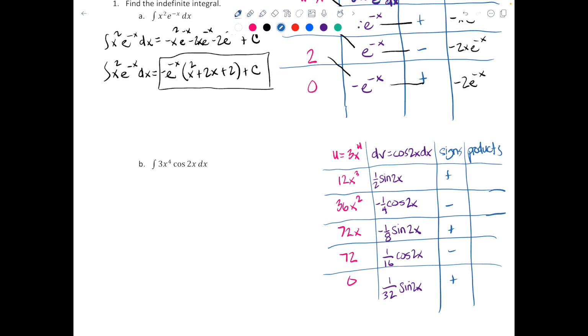And let's see what we get for our products. So, remember, we're going like this. So the first one will get 3x to the fourth over 2 times sine 2x. Good so far? Good. All right, now 12x cubed times negative 1/4 cosine 2x. But then we flip the sign so it'll turn positive. We'll just get 3x cubed cosine 2x. And then lining these guys up, let's see, 4 divides both of those, right? And so I believe, and then we'll have a negative, so we'll have negative 9/2 sine 2x.